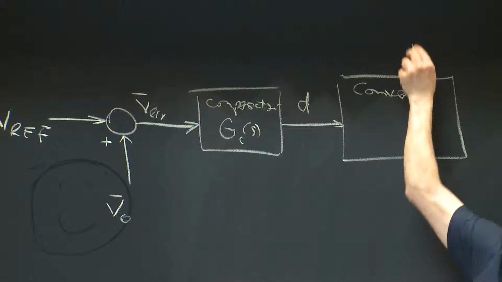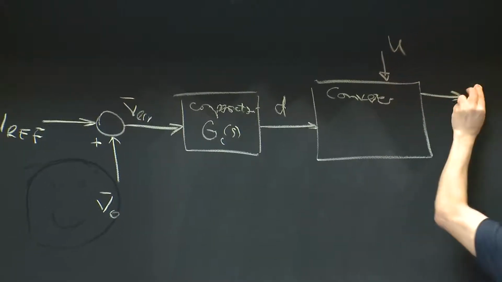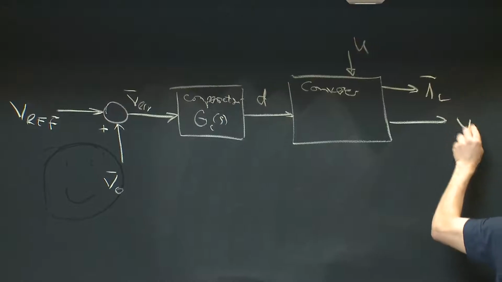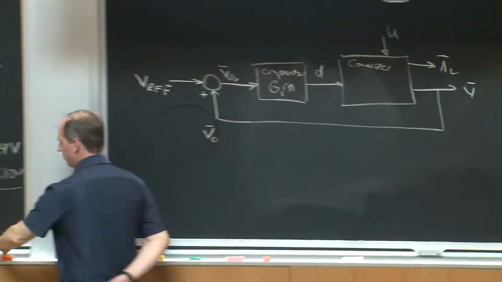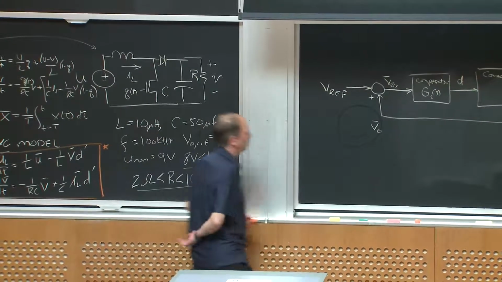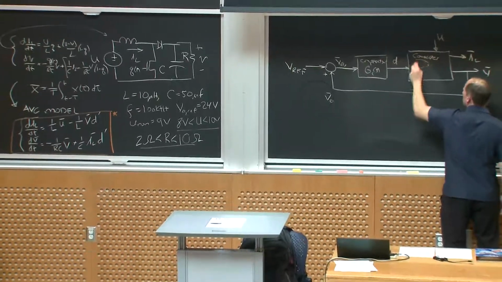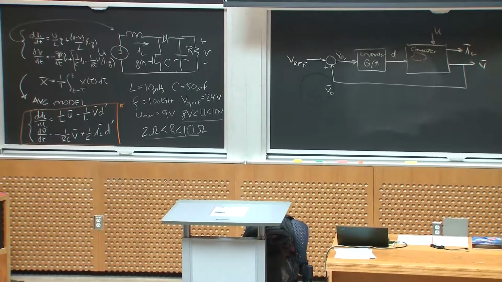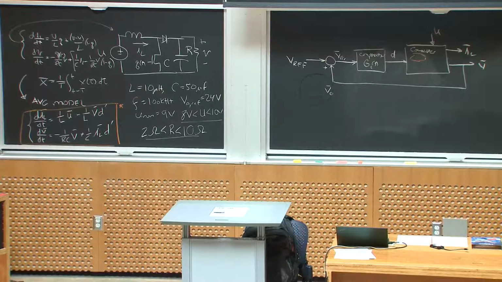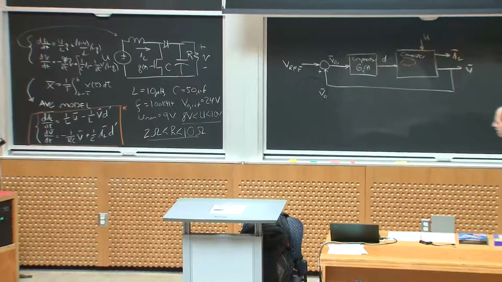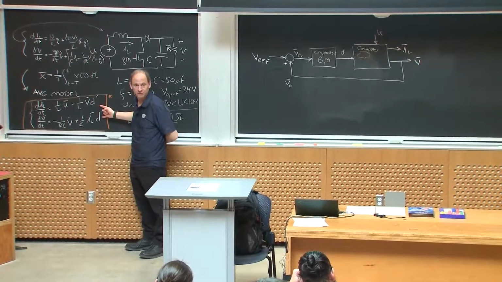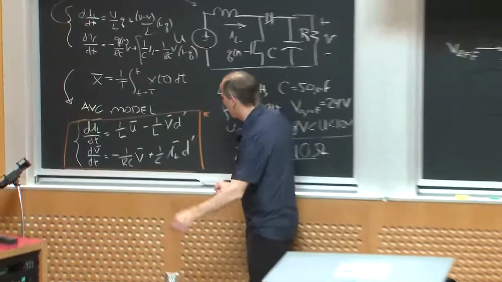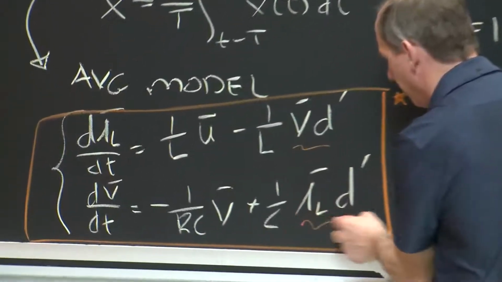And the converter also has an input U, the input voltage, and out comes IL bar and V bar, which is the thing I want to control, and I feed that back, right? So I could take this set of equations and stick it in here, and suddenly I would have a model for my control system, okay? The only fly in that ointment is the fact that this average model is nonlinear, okay? And the nonlinearity really comes in here and here, okay?